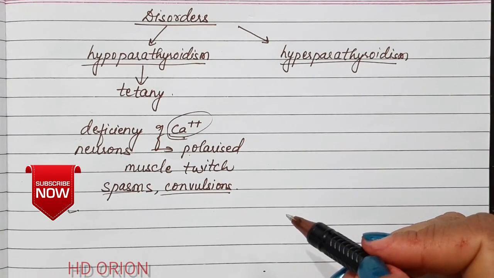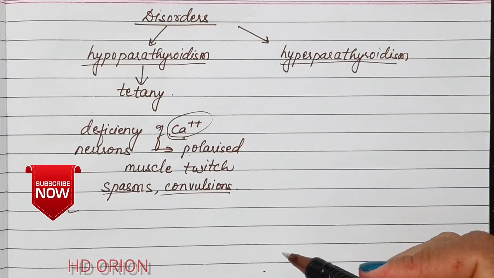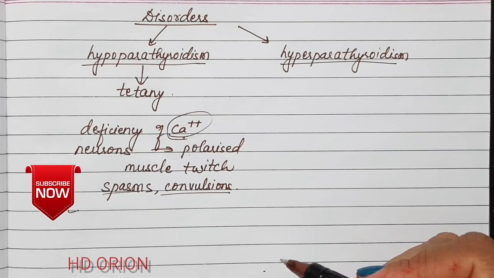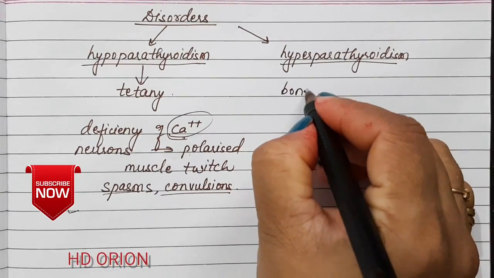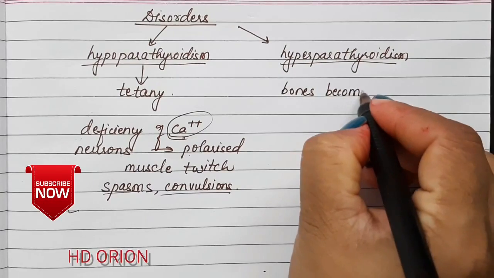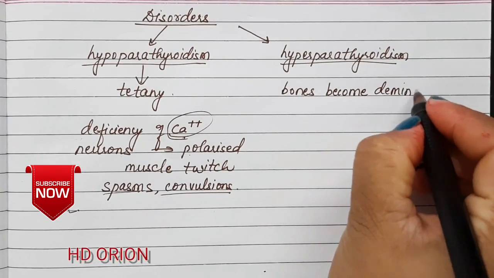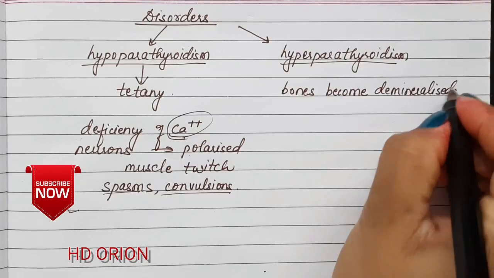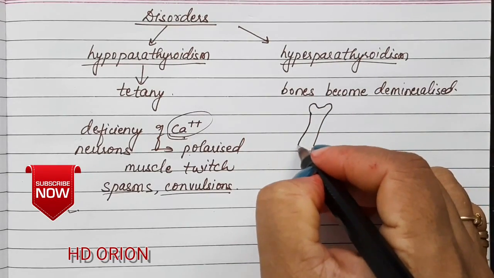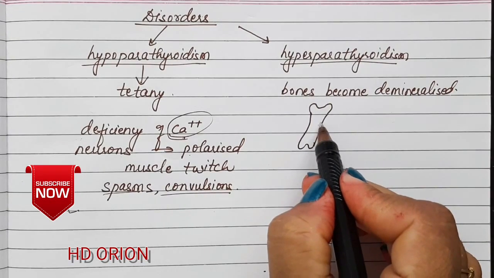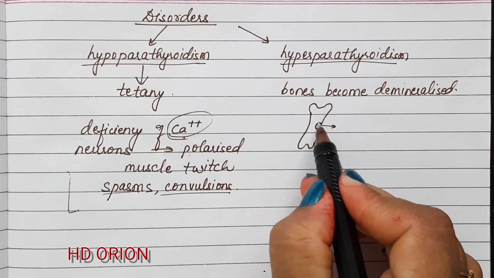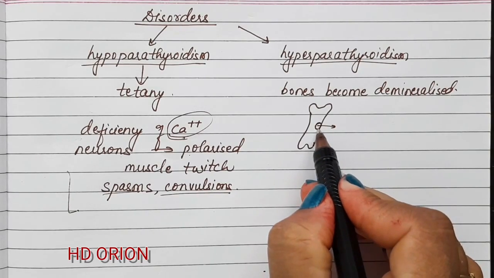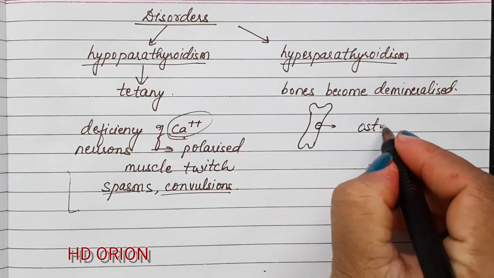What happens when there is more secretion of parathormone? More secretion of parathormone, that means there is more osteoclastic activity, more amount of calcium is removed from the bones. So what will happen? The bones become demineralized. In the bone, if this is the bone, a lot of osteoclastic activity is taking place, so there will be a lack of calcium in this particular area. So there is a mineral deficiency, continuously the calcium is released out, and there will be a pore which will be formed. This particular condition is called as osteoporosis.